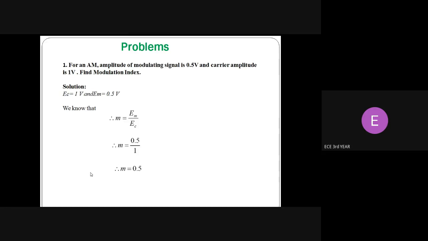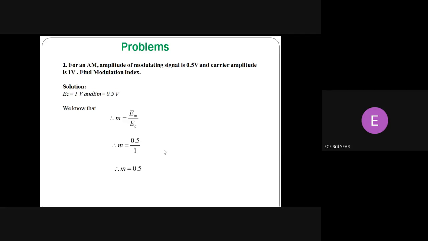Fine. EC is equal to 1 and EM is equal to 0.5. We know that m is equal to EM by EC. This is the modulation index formula. EM is 0.5 and EC is 1, so m is 0.5. So the modulation index for the given problem is 0.5.